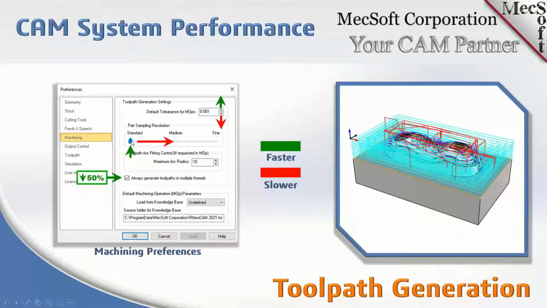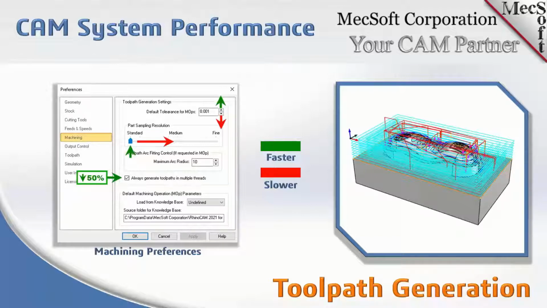And then above that, you have your part sampling resolution. By default, it's set to standard. What this means is how many points across the surface it's going to sample in order to generate this toolpath. Sorry, Don, I've got to interrupt. This part sampling resolution doesn't apply to all toolpath methods. It's only for 3-axis. I think it's only used in horizontal roughing and finishing and some of those types of methods.